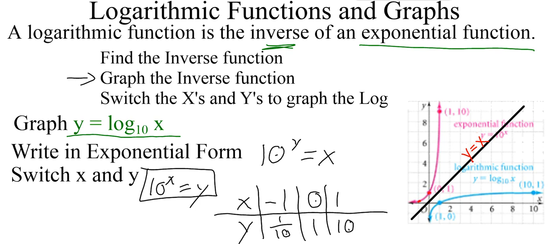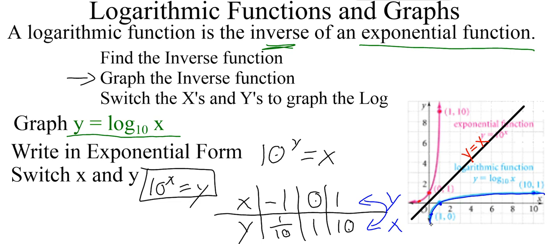So my inverses are going to be such that I interchange these, and now think of this as my x and these as my y's. So my first point is 1/10, -1. I'm right here. At x being 1, I'm at 0. And when x is 10, my y is 1. So I get this graph.